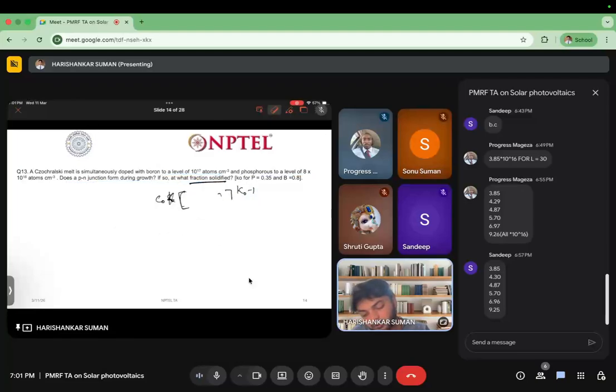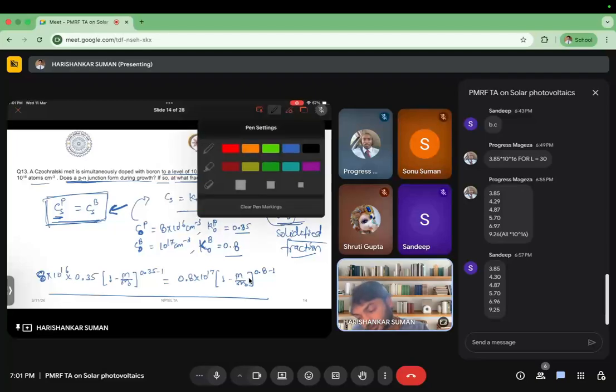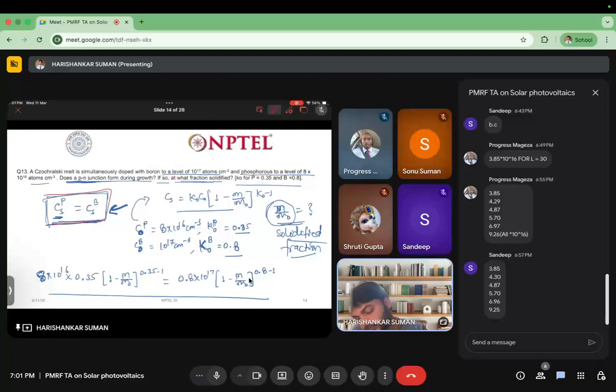So see the solution, please. I am noting here CS for phosphorus, CS for boron. Only if a PN junction is formed, then the concentration will be the same at the PN junction. This is the key point, the key message. So this is the trick for this question.